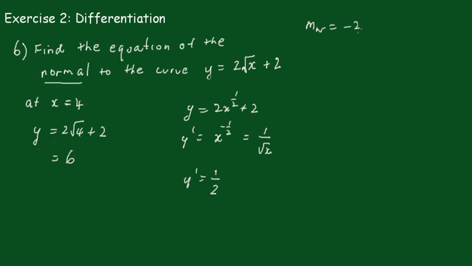Now this is the gradient of the tangent, so the gradient of the normal is going to be equal to minus 2. So putting this in the form y minus y1, so that's y minus 6 equals the gradient minus 2 outside of x minus 4. And that becomes y minus 6 equals minus 2x plus 8. And putting it in the general form, I get 2x, taking it across the other side, plus y minus 14 equals 0 in the general form of the equation of the normal to this curve.